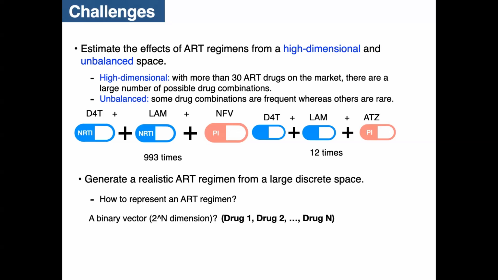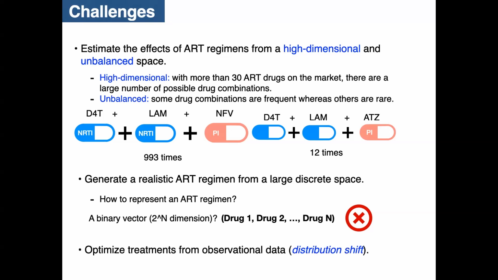I would say a straightforward way is to just use a binary vector. Let's say we have n individual drugs, and we can have this n-dimensional binary vector with each dimension representing whether this regimen has this specific drug. However, it doesn't work. The reason is that each entry could be 1 or 0, so you have 2 to the n possibilities, right? However, with over 30 ART drugs, most of these 2 to the n possible combinations will never be prescribed in clinical practice. So this is not a good way to represent. Okay, so that's one challenge we will need to address.